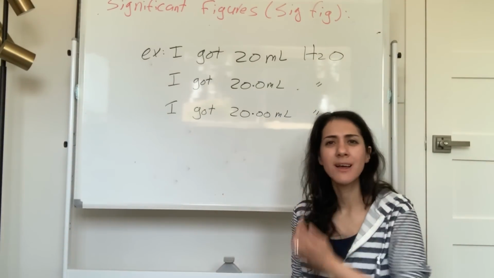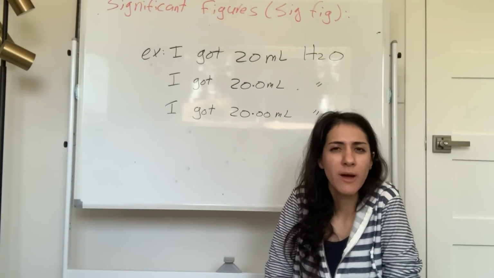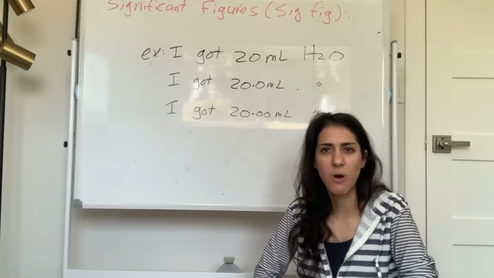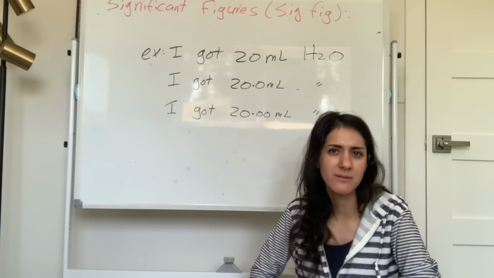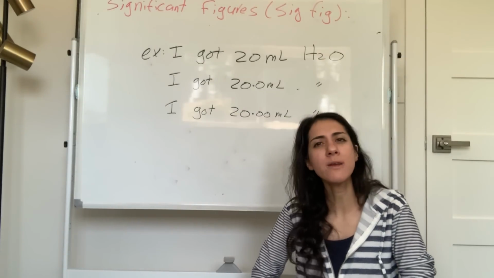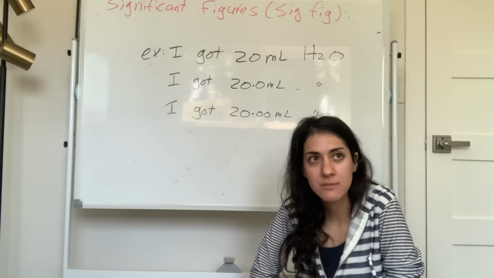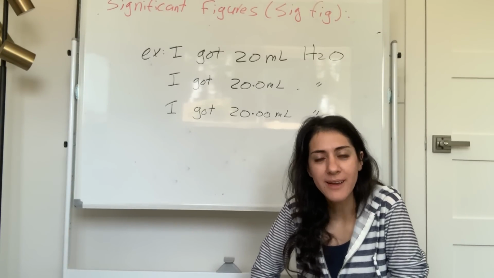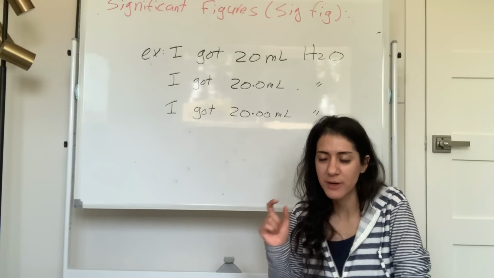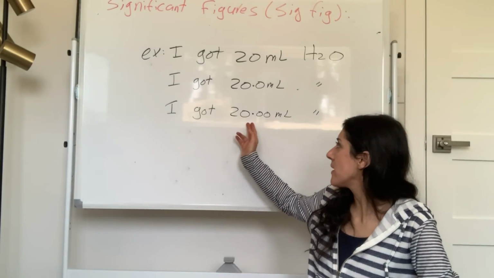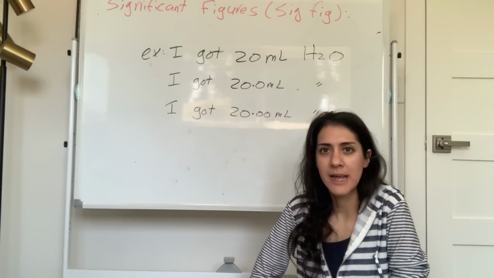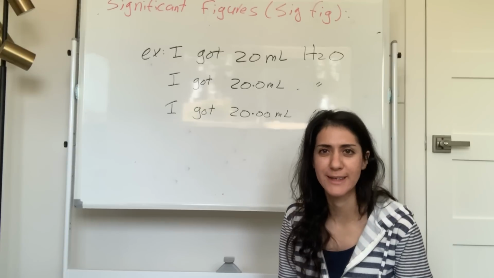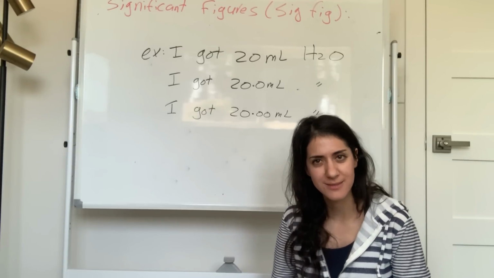Did I spend a lot of time measuring my water to be exactly 20 ml? No. I got 20 ml of water. That means I got around 20 ml of water. I got 20.0. I spent a little more time to make sure my water is exactly 20.0 ml. 20.00. Now I really care about my water. I spend a lot of time to make sure that water is exactly 20.00 ml.